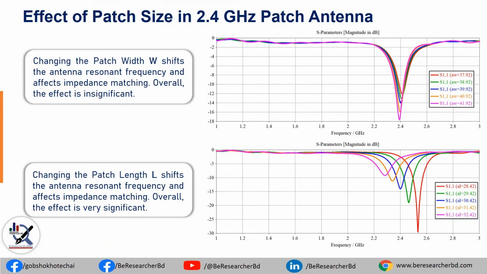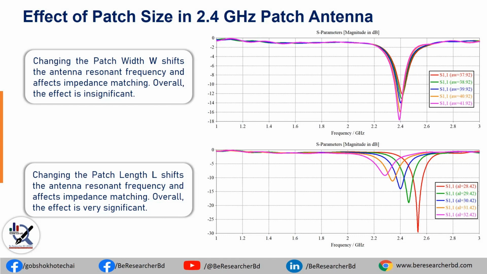Let's examine the detailed effects of patch dimensions on a 2.4 GHz patch antenna. Those who are wondering how I got these results, don't worry. In the next lecture, I will demonstrate how to get these results from CST MWS Studio software. The graph at the upper right corner shows the effect of patch width on antenna performance. Changing the patch width W shifts the antenna resonant frequency and affects impedance matching. Overall, the effect is insignificant.